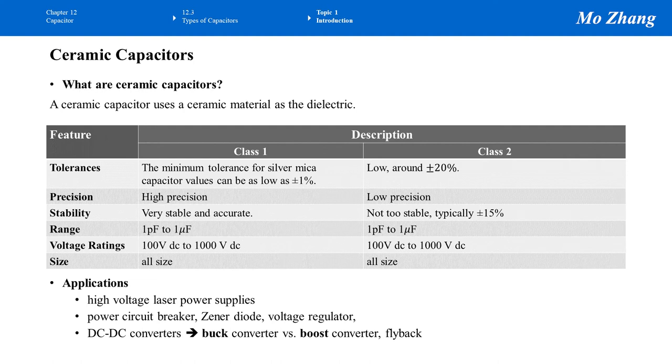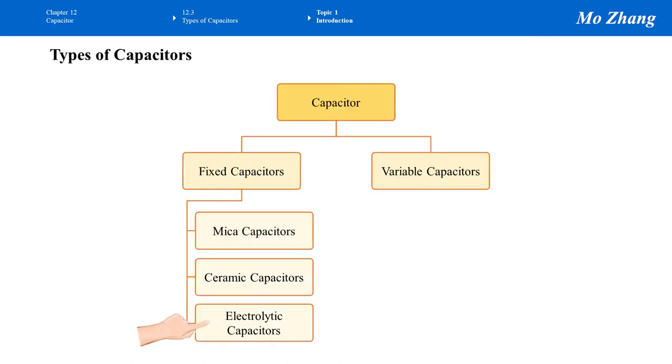There are lots of applications for this kind of capacitor, such as we can use them to make high voltage laser power supplies. We can use them to make circuit breakers. We can use them to make DC to DC converters, and so on. Another commonly used type of capacitor is called the electrolytic capacitor.